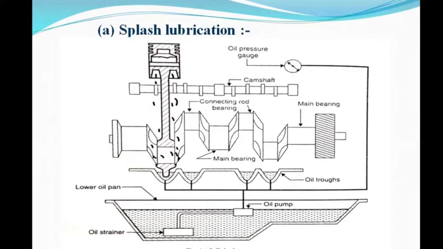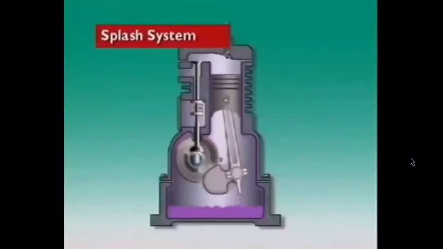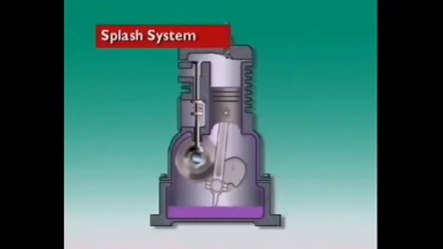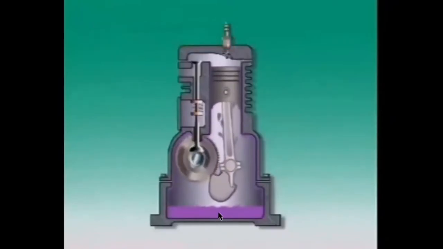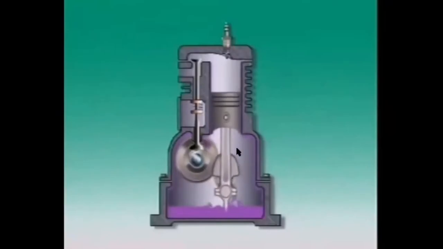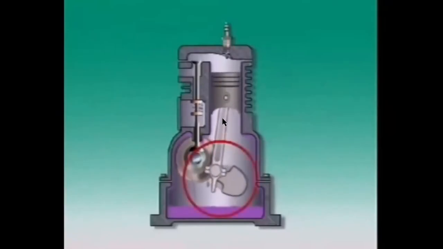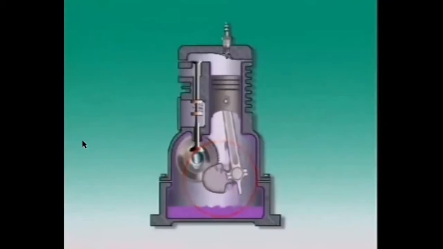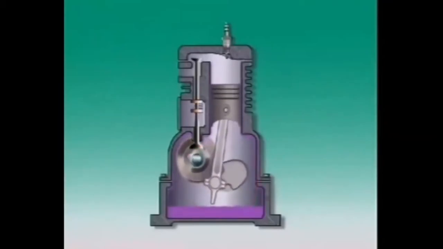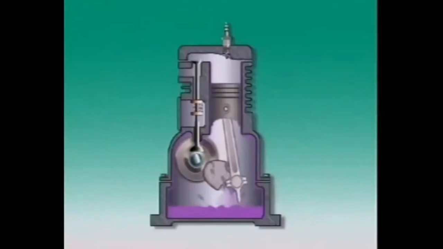Splash lubrication system is suitable for low and medium speed engines having moderate bearing load pressure. It is useful for small four-stroke stationary engines only, so the application is limited. Here the big end strikes the oil in the sump, carries the oil and supplies it to the different parts. The advantage is simply that it does not consume power.